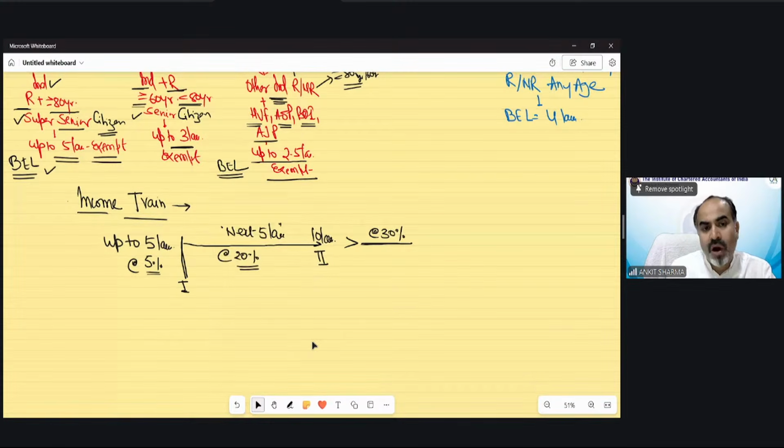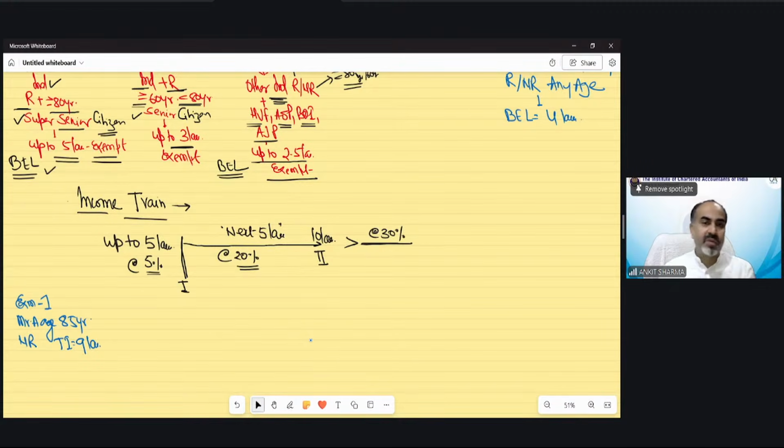Let me show you how. Suppose, as per an example, there is Mr. A, age is 85 years, non-resident, and his total income has been given in the question, suppose 9 lakh rupees. First of all, you need to tell me in which category Mr. A will fall. What would be the basic exemption limit for Mr. A in this example?